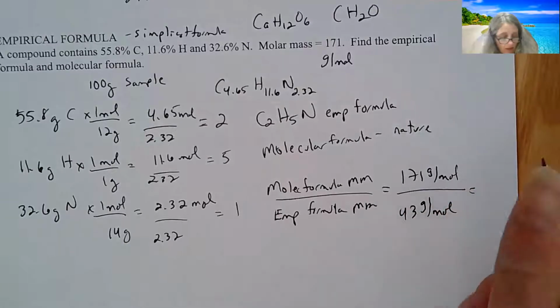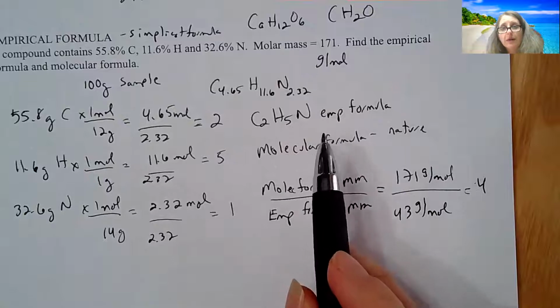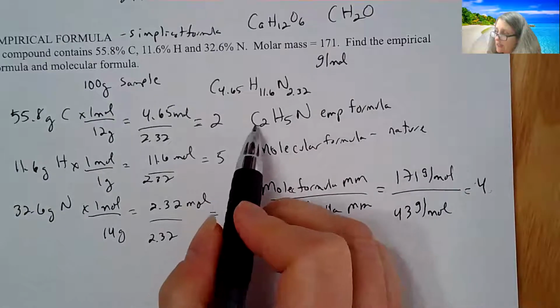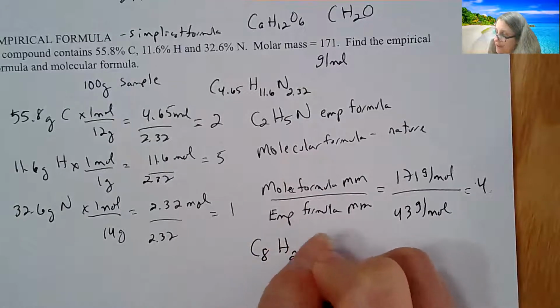And this should come out to be a whole number. That's going to be the factor you multiply your empirical formula by to get your molecular formula. So this comes out to be 4. So I'm going to take C2H5N and multiply by 4. So it's going to be C8H20N4.